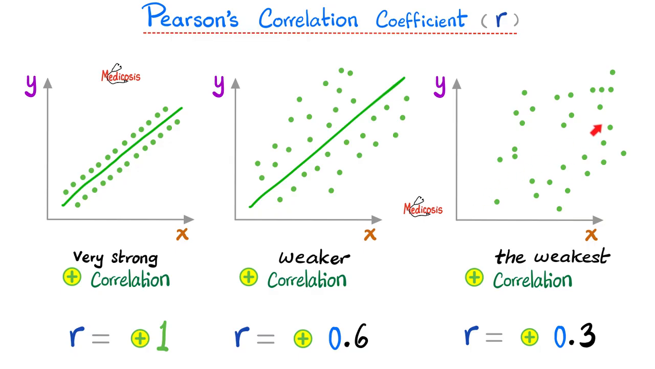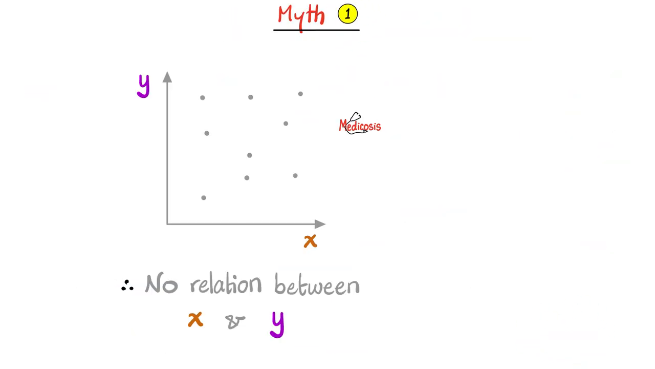What if the correlation is even weaker than that? Then the value is smaller. Still positive, but smaller. There are a couple of urban myths that we need to debunk. Myth number 1.